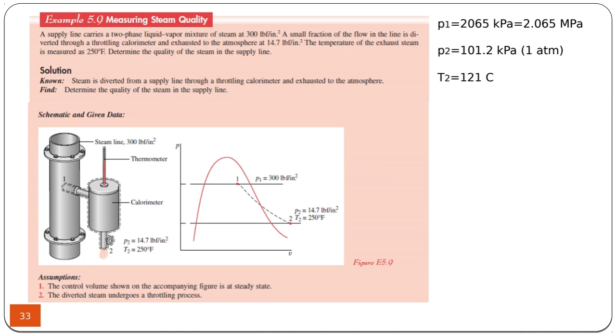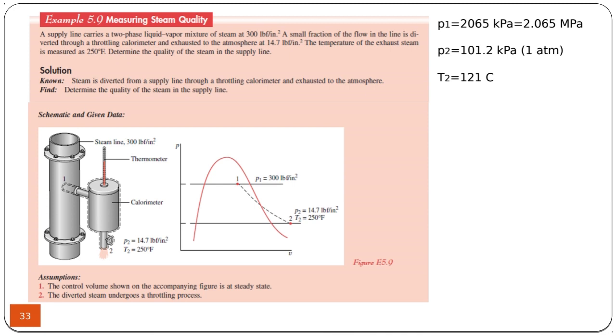So in this example, there is a special device to measure the quality of a flowing steam. We would like to measure the quality of the steam that flows through this pipe. It's a steam with some quality, meaning that it's in the mixture zone. The pressure of it is given as 2065 kilopascals, and in order to measure the quality of the steam, a throttling device is used.